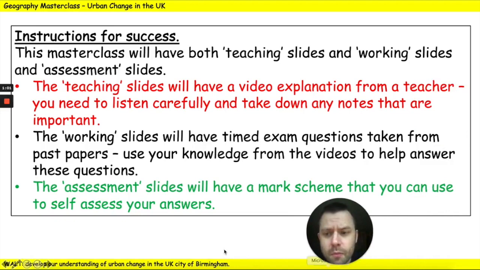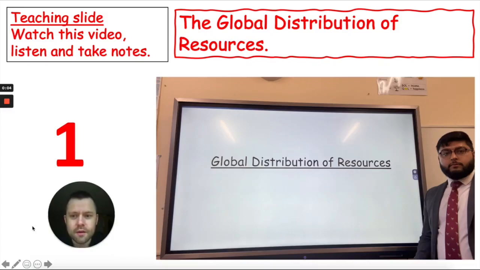Finally, okay, you're going to have the assessment slides. Now, this is going to be mark schemes, and these mark schemes are going to be from the exam board, and I will talk you through how you can assess your own work, whilst also looking out for any common pitfalls that you may have fallen into that we can avoid in real exams. Right then, here we go.